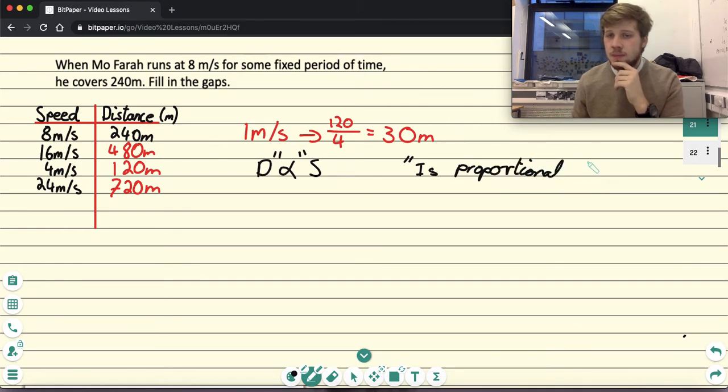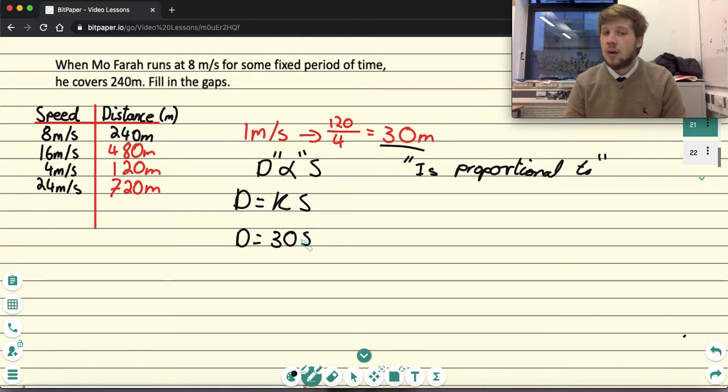And what we can do, if we want to turn this into an equation, is know that there's some scale factor between 8 and 240, so therefore my distance is going to be equal to some scale factor times the speed. In my example, I've worked out what my scale factor is. It is 30, so I could say my distance is equal to 30s. So how far I travel is equal to 30 multiplied by my speed. And let's just check that. 24 to 720 I times by 30, 4 to 120 I times by 30, and so on. So this would be an example of direct proportion because we have some multiple scale factor.